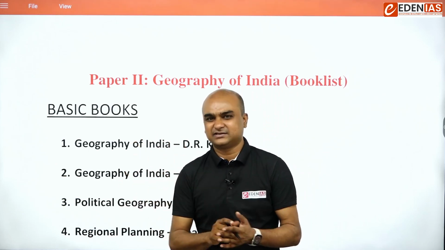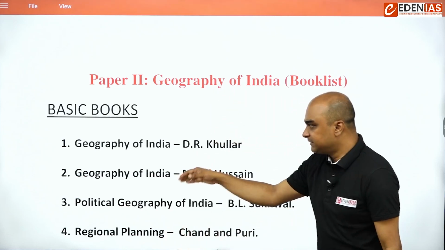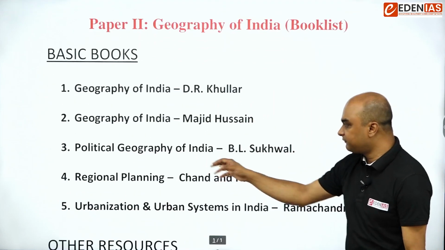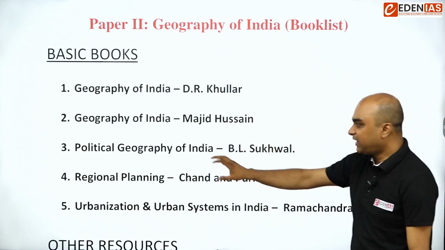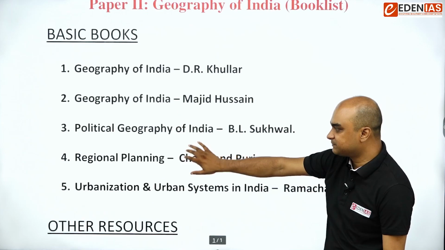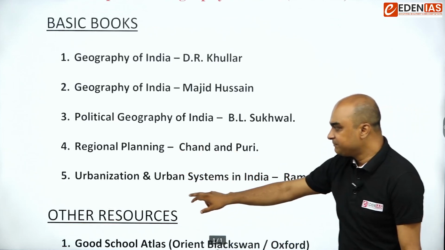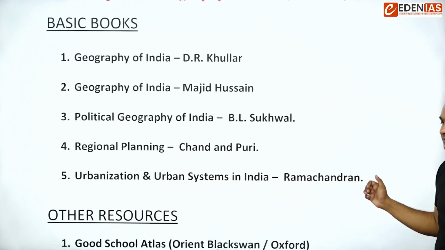और वो आप कैसे कर सकते हो, I'll talk about it in a moment. But these are the 2 books. Then Political Geography of India by B.L. Sukhwal. You can also use this book. Otherwise, your class notes would also be sufficient for this part. Regional Planning, Chand and Puri. And Urbanization and Urban Systems in India, रामचंद्र.